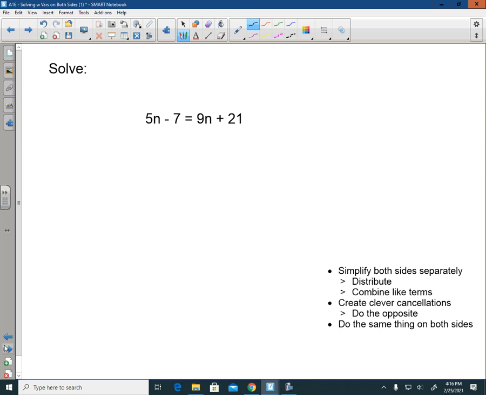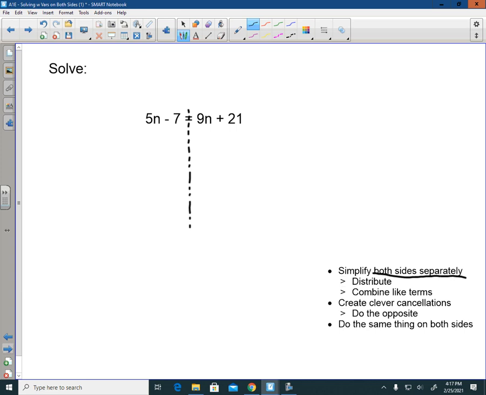So let's take a look at how our steps that we're familiar with apply to a problem like this. 5n minus 7 equals 9n plus 21. Now notice that there's an n on both sides, and whenever there's an n on the left side and an n on the right, let's create those sides so we're clear what we're talking about. Now it would be tempting to add 5n plus 9n, in other words, combine like terms. But remember that in our simplify step, we have to keep the sides separate. So you can't do that in this one.